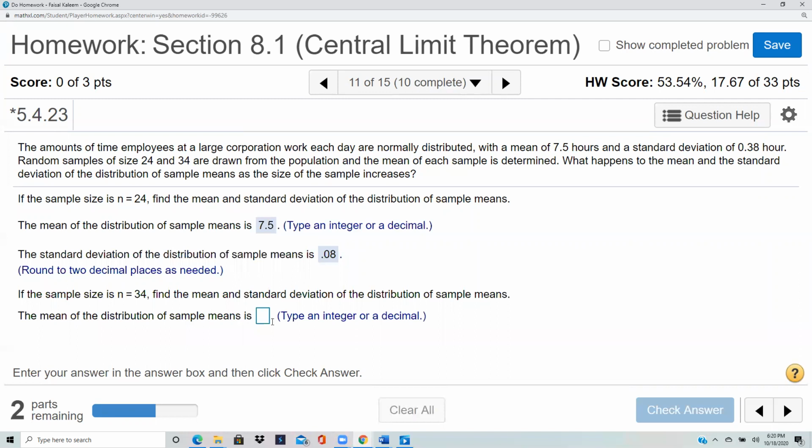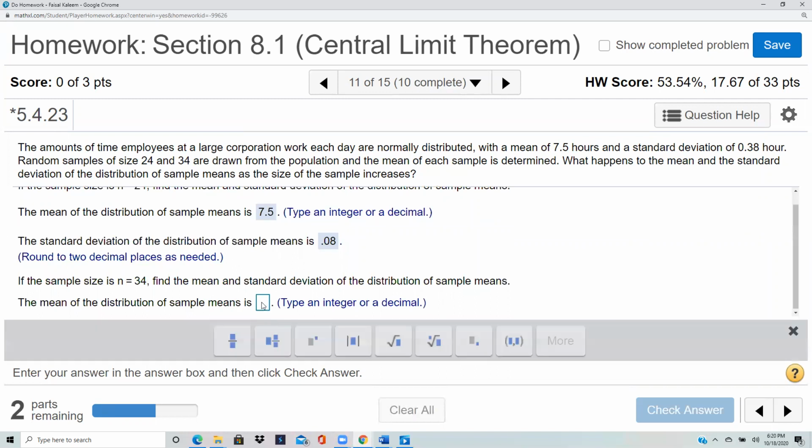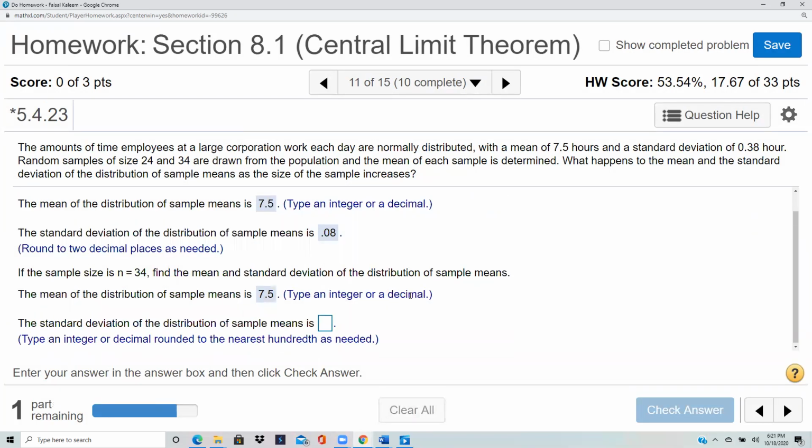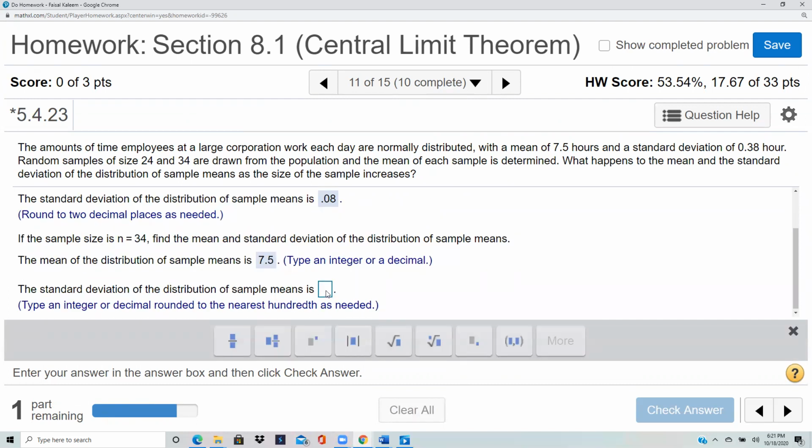And now change the sample size to 34. The mean is still 7.5. And the standard deviation is now 0.38 divided by square root 34, which gives me 0.0652, or 0.07.